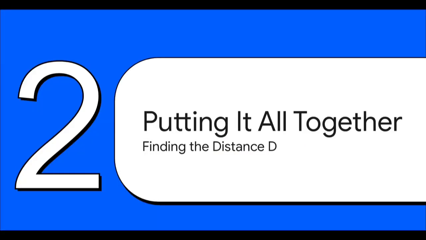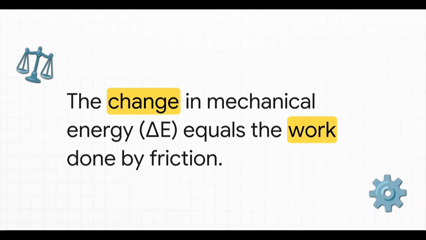All right, enough theory. Let's get our hands dirty and actually apply this theorem to our sliding block and find that stopping distance d. So here's the big idea boiled down. The total change in the block's mechanical energy, from the second it's released to the second it stops, has to be exactly equal to the work done by friction. All that energy has to go somewhere, and friction is where it's going.